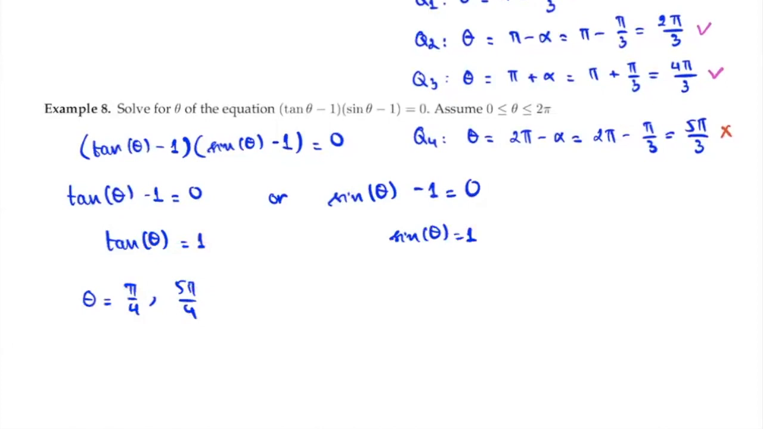Now for sine of theta equal to 1, there's only one solution, and that is theta equal to pi over 2. Okay, so in this example, there are 3 solutions. One is pi over 4, another one is 5 pi over 4, and the last one is pi over 2.